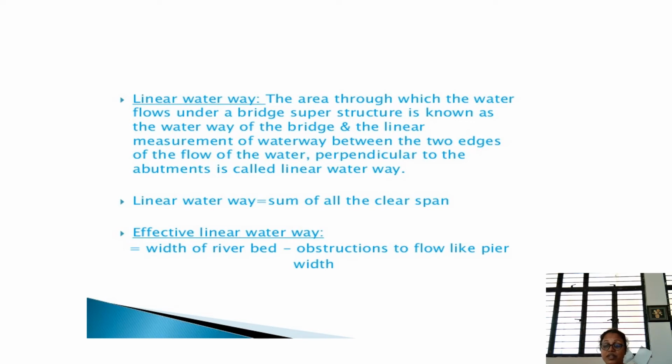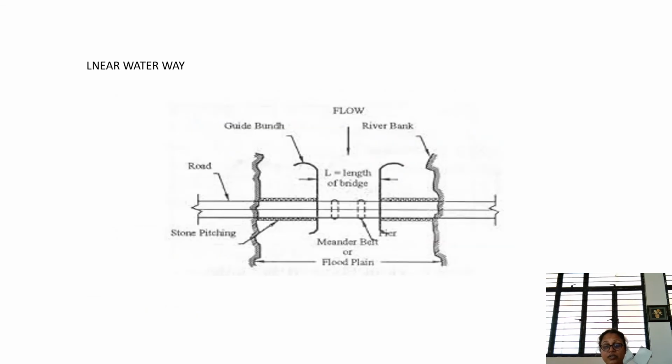So the effective linear waterway will be equal to the width of the riverbed minus obstructions to the flow. Suppose you have piers in between, so you have to subtract those obstructions. If you have any rock coming in between, that is also an obstruction to the flow of the river, and that also has to be deducted to find out the effective linear waterway.